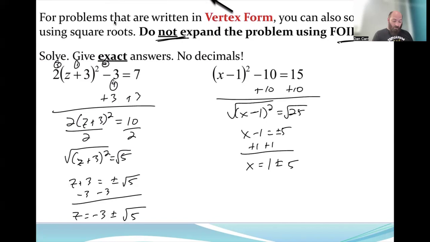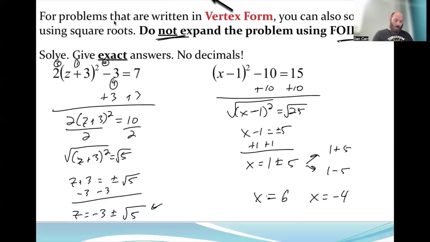I get two answers here. This one I leave alone because it's got the radical. I can't do anything else with that. But this one I could split up because it's going to turn into 1 plus 5 and 1 minus 5. So when I do x equals 1 plus 5, I get x equals 6. 1 minus 5, I get x equals -4.